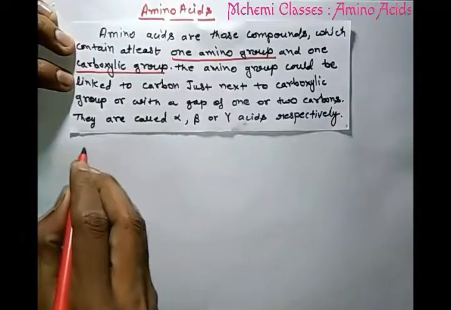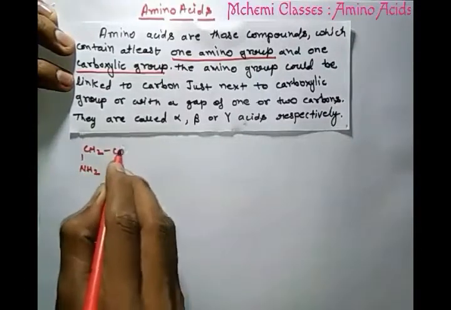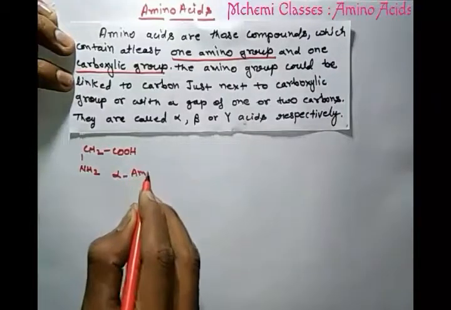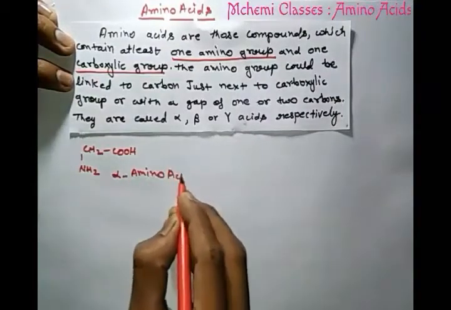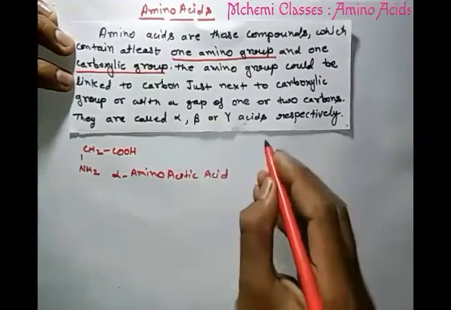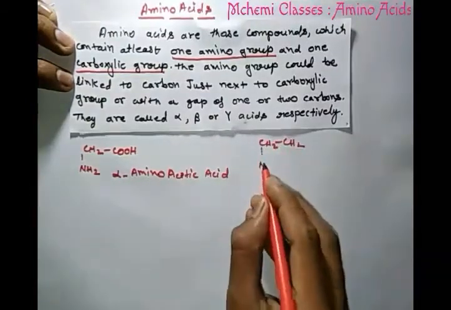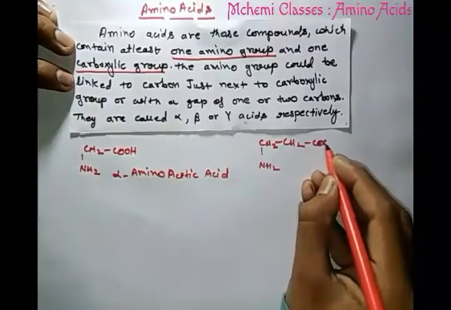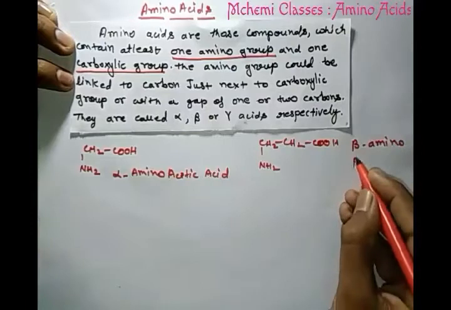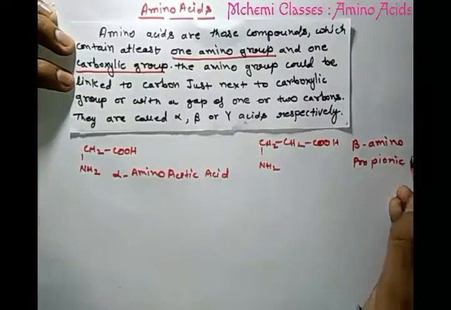The examples are here. NH2CH2COOH is called alpha amino acetic acid, like this, and NH2CH2CH2COOH is beta amino propionic acid, and so on.